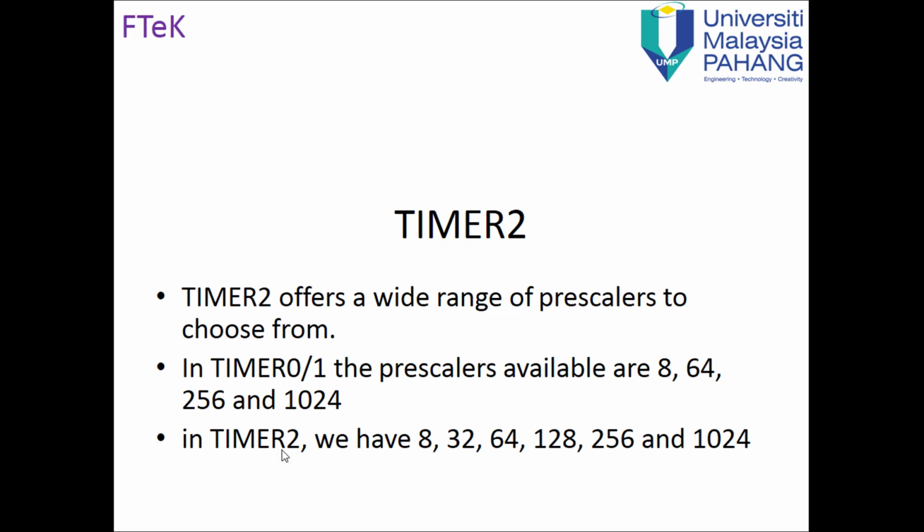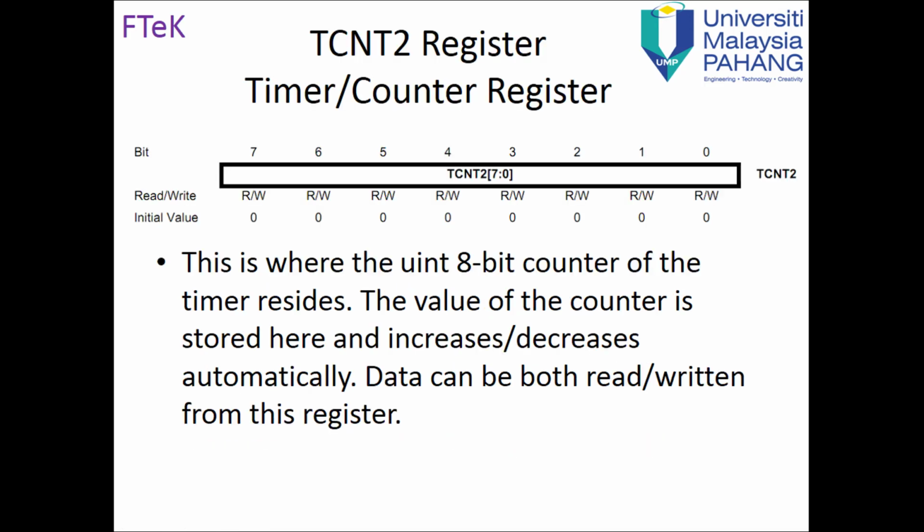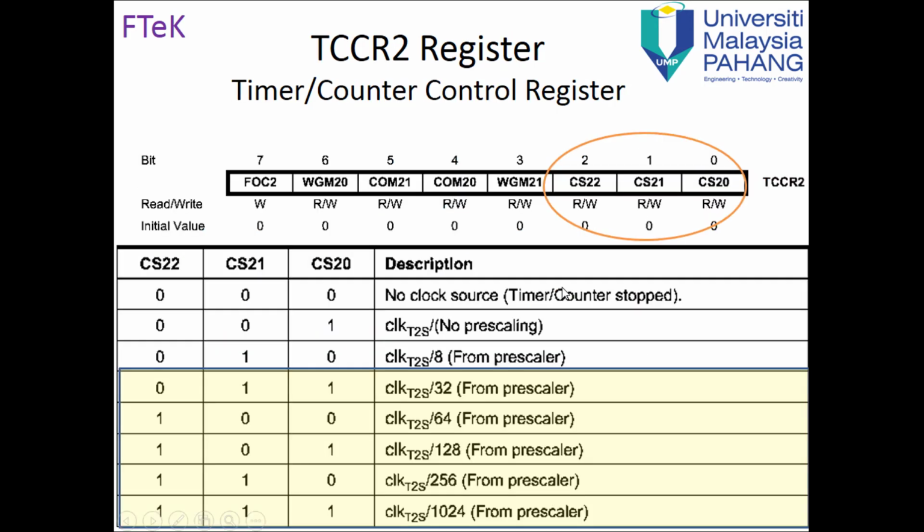Timer 2 is also very similar to timer 0. The difference is the division factor of the prescaling. It also has TCNT2, which holds the value of the counter. The difference is here, actually: it has more modes.